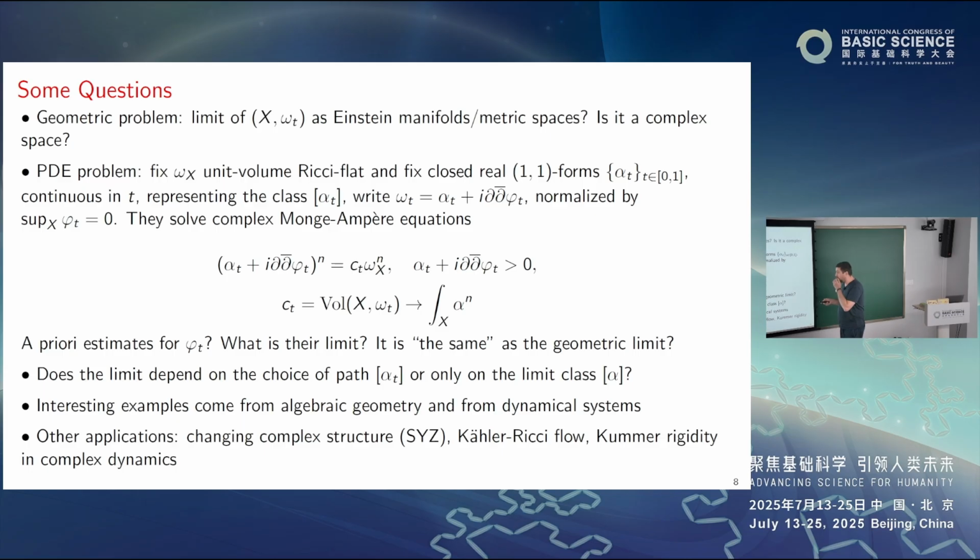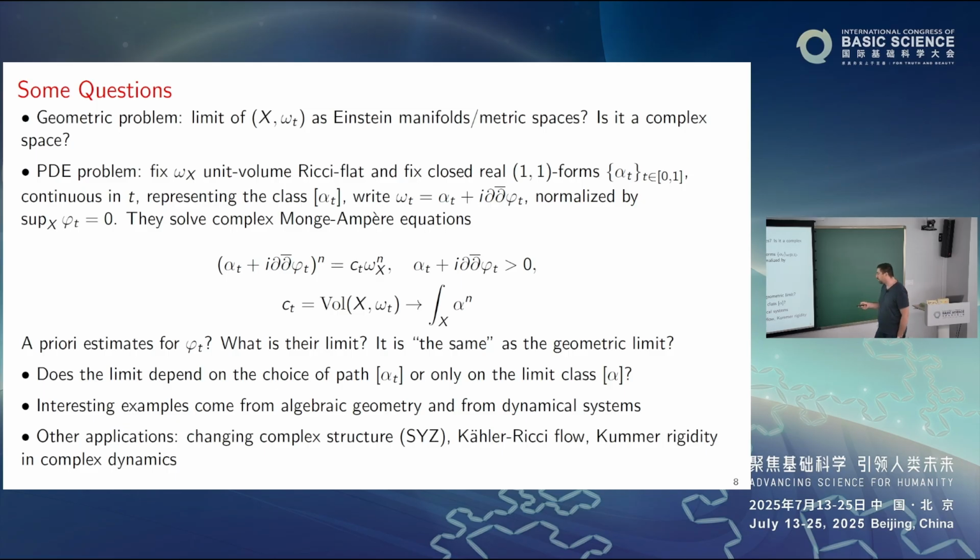So you could ask then, okay, I have this nice family of PDEs. For t strictly positive, I have a smooth solution. They also vary continuously in t. And what happens when t goes to 0? Can you prove a priori estimates for phi t that do not blow up when t goes to 0? Can you take a limit? And once you got a limit phi 0, how is this related to the geometric limit from part 1? So are they kind of the same? And yeah, the question that Boo was asking, does the limit depend on the choice of path or only on the limiting class alpha?